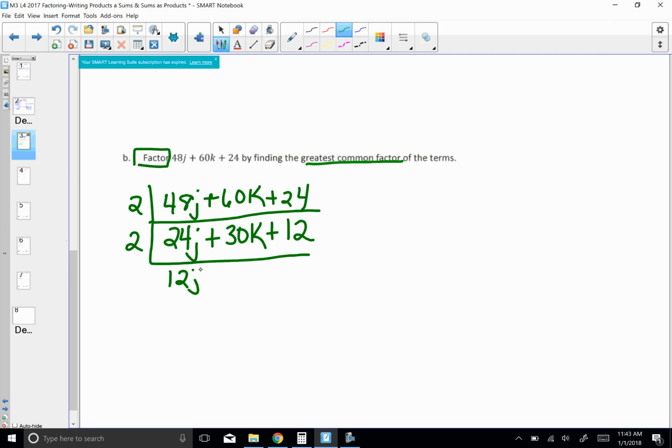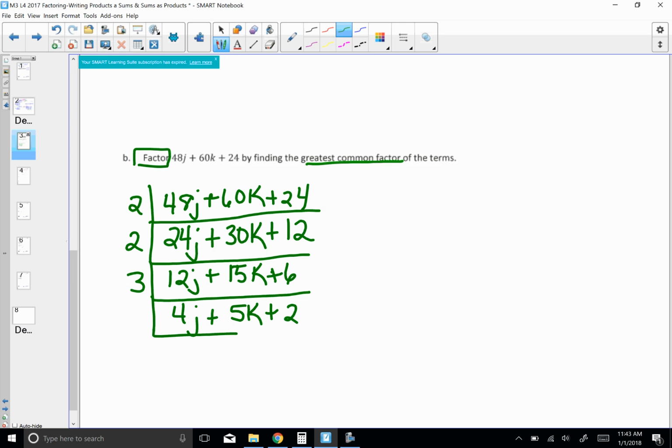That'd be 24j plus 15k plus 6. I'd have a third layer of my cake. So if I don't find a greater number, I'm just going to have more layers to my cake. But in the end, we should have the same answer. So this time, let's see, 2 wouldn't work because 15 is odd. 5 doesn't work with those guys. Oh, but 3 works with all of them. So if I did 12 divided by 3, that's 4j's. 15 divided by 3 is 5k's. 6 divided by 3 is 2. There's a third layer of my cake.